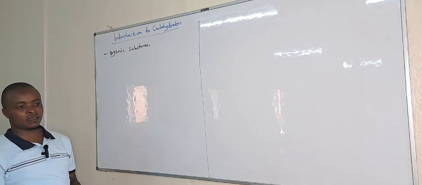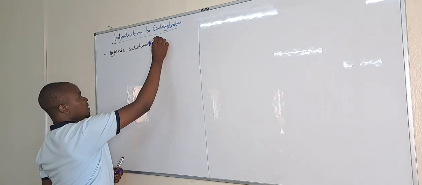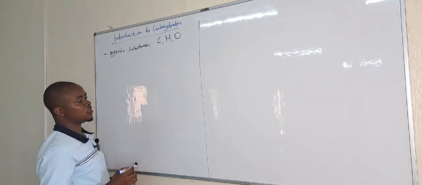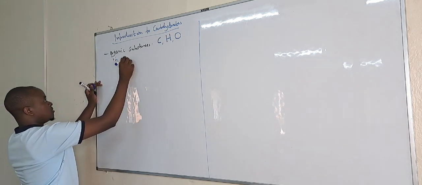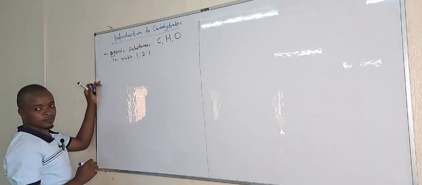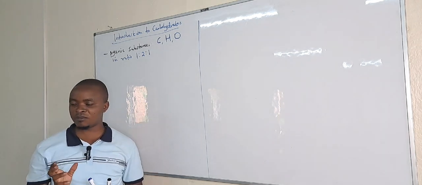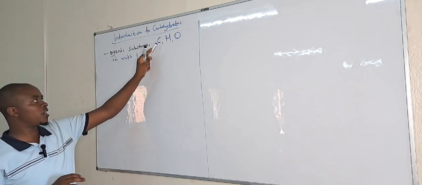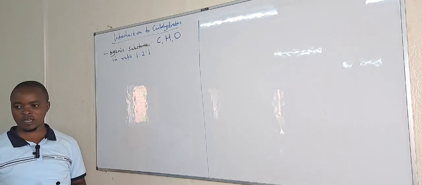And these organic substances are composed of elements like carbon, hydrogen, and oxygen. They have carbon, hydrogen, and oxygen in a ratio of 1 to 2 to 1. So they contain a hydrocarbon chain, whereby these are organic substances containing carbon, hydrogen, and oxygen in the ratio of 1 to 2 to 1.